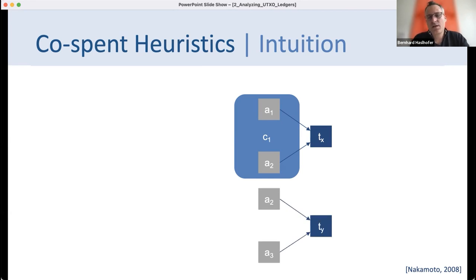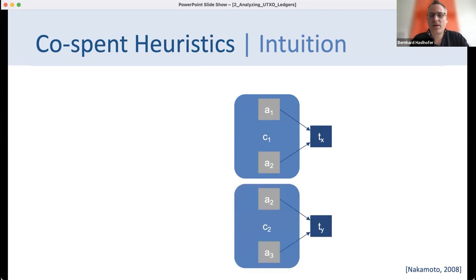If we see another transaction Y, again, using two addresses, A2 and A3, we can make the same assumption. So we can assume A2 and A3 belong together. And as soon as we see that two addresses are used across clusters, we can, of course, merge the clusters.